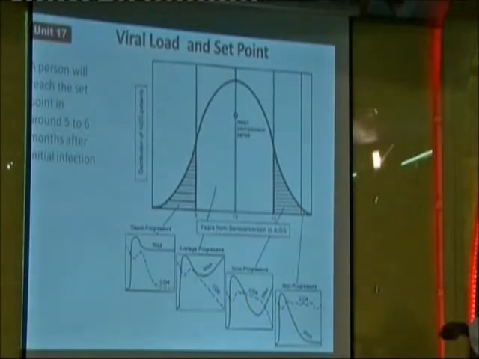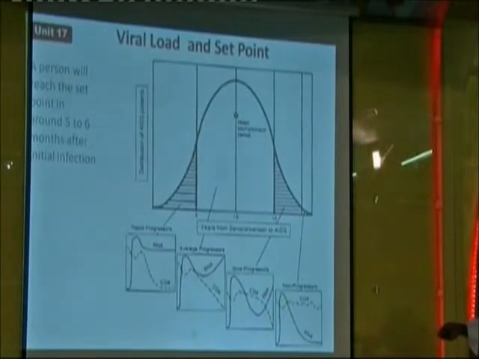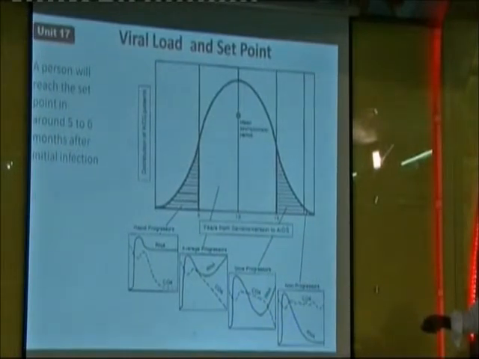These average progressors are not very quick progressors, but they also have a quick decline in the CD4. These rapid progressors are quick progressors. The first one over here, rapid progressors, they are very quick. And you see the RNA copies there on top, which is very high, and the CD4 is declining very rapidly.